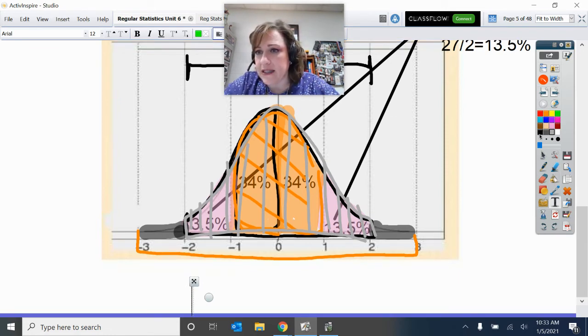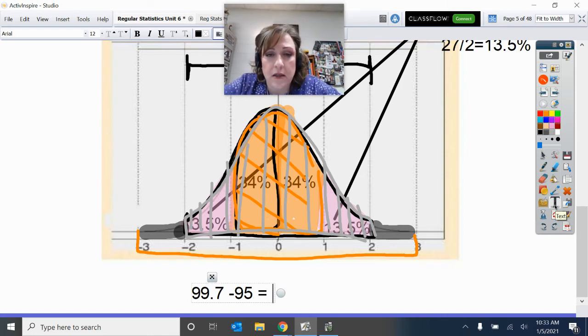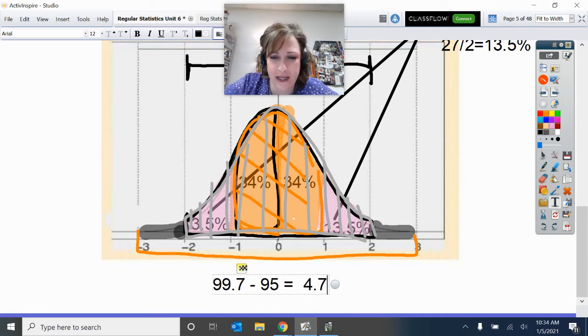And when I do that, whatever it is that I get, let's see here. 99.7 minus 95 equals, what is that? 4 point, what? Something is not making sense. 4.3? Something is messing with my mind here. 4.7? Yeah, 4.7. I have trouble adding and subtracting. I'm sorry. Okay, 4.7. All right, there we go.